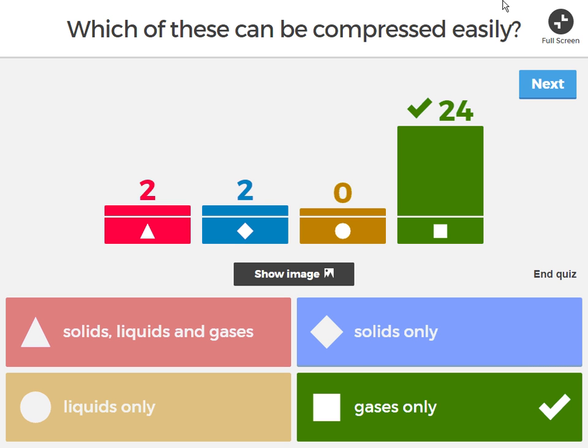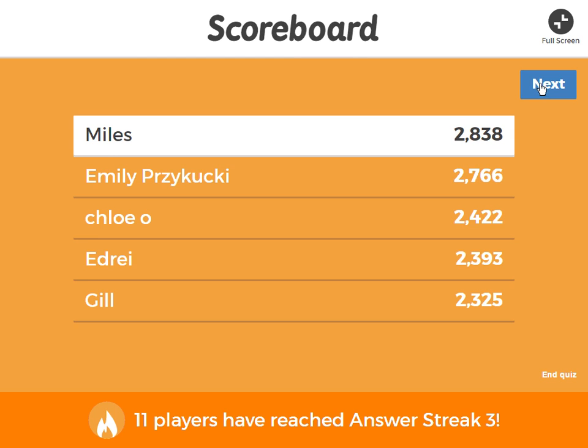I don't know who these people are over here. Oh, pause. All right, hold on. You guys got a solid in your hand, right? I want you to compress that. It's not gonna happen. There's no way. The particles are already too close. Liquids are not really all that compressible. Definitely gases. All right, good job, guys.